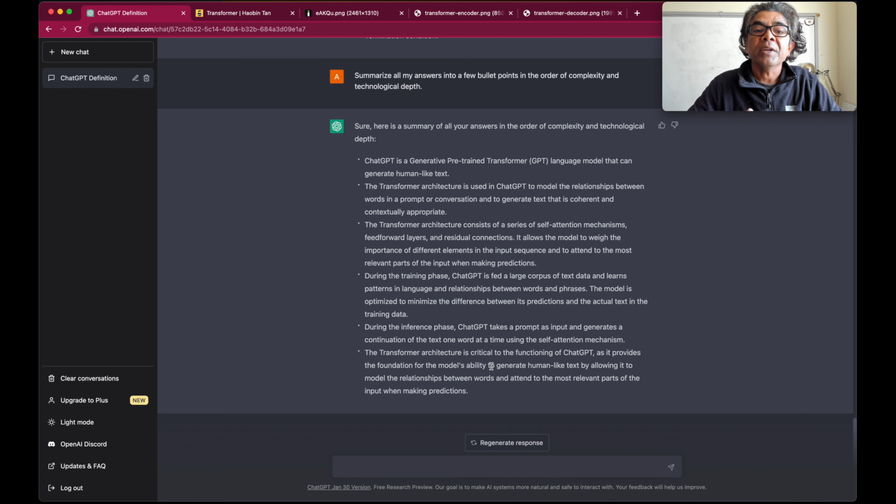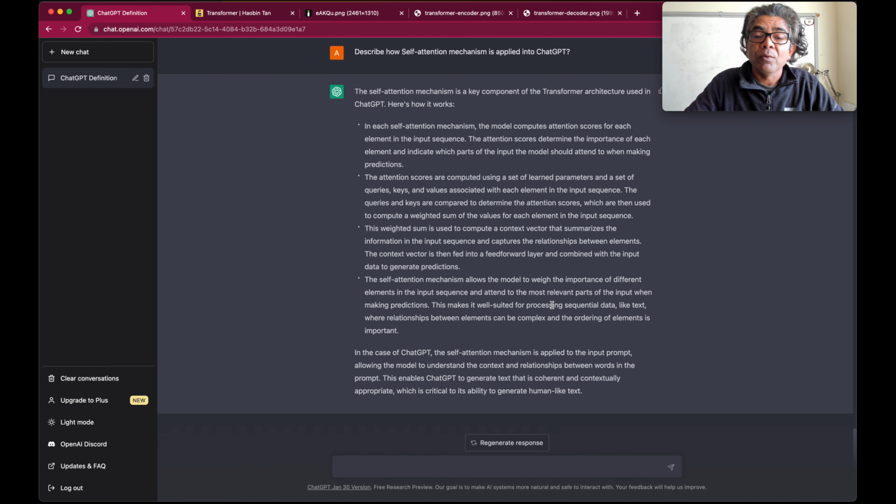So now we can go ahead and dig a little deeper to understand the self-attention mechanism. That's where the complexity comes. So the question is, describe how self-attention mechanism is applied to ChatGPT. In the very first step of self-attention mechanism, the model computes the attention given to each word or each token available in the input sentence, and based on that attention score, the model determines the importance of each element and indicates that whenever it's going to generate the prediction, it has to give attention to those words based on the attention score.